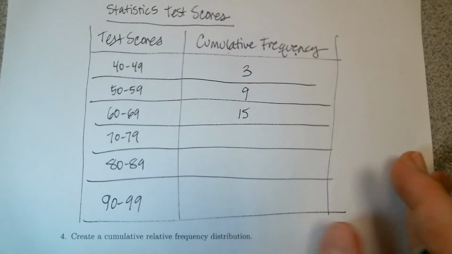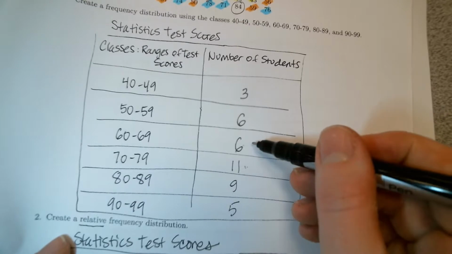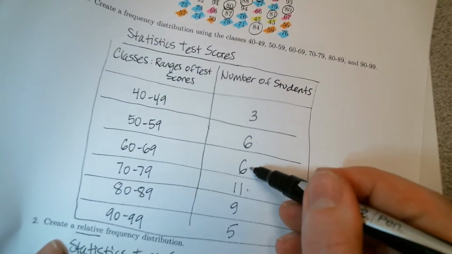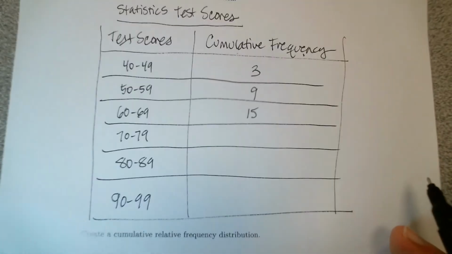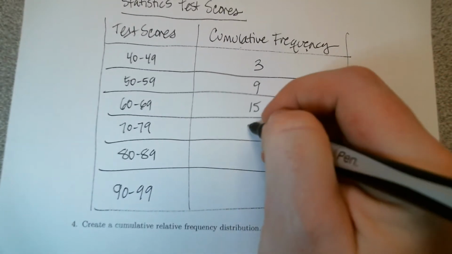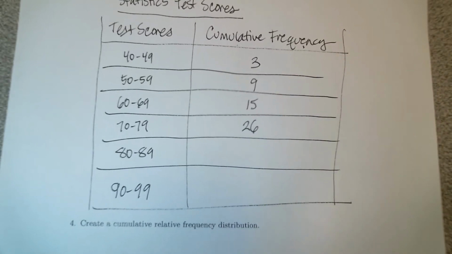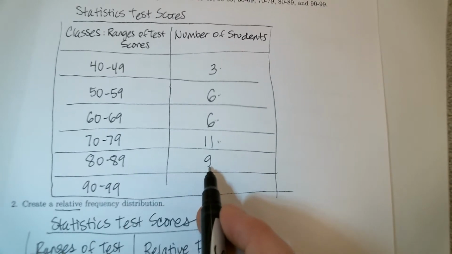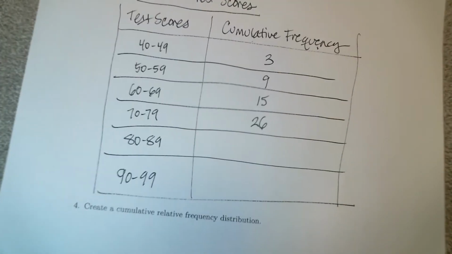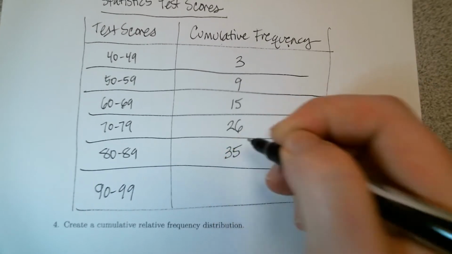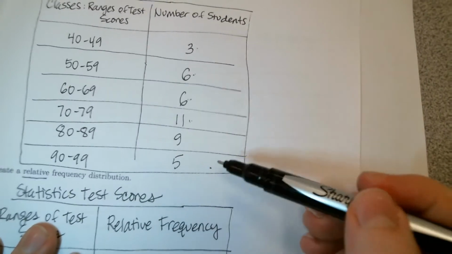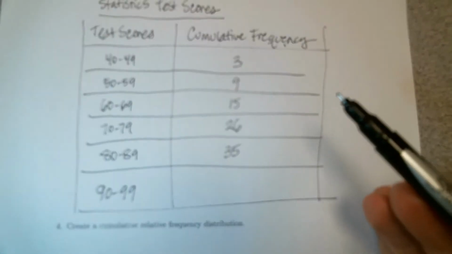So for the 70 to 79 range, the cumulative frequency will be 11 plus 6 plus 6 plus 3. So we get 26. And then for the 80 to 89 range, we'll add 9 plus all the previous. And then in this last category, these 5 plus all the previous.